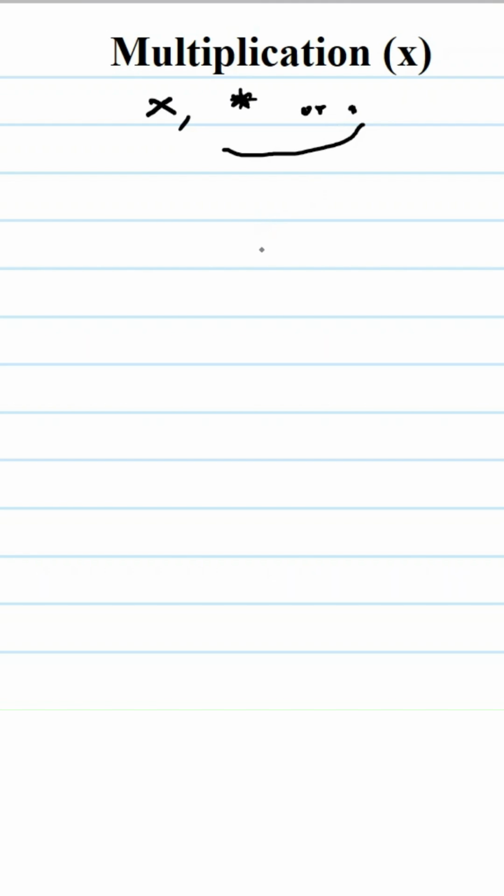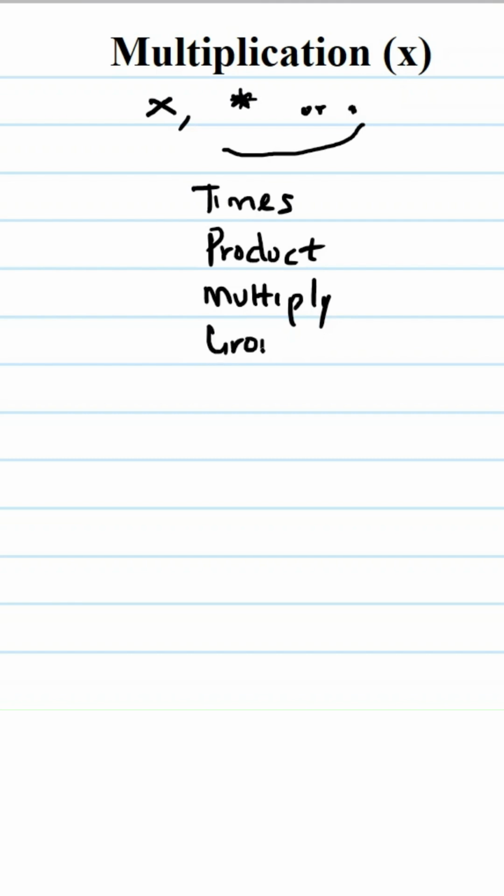Now, we have keywords that we can use to represent or imply multiplication. These words are times, product, multiply, and groups of. So all these are the keywords we use when we are implying multiplication. Now let's look at an example.